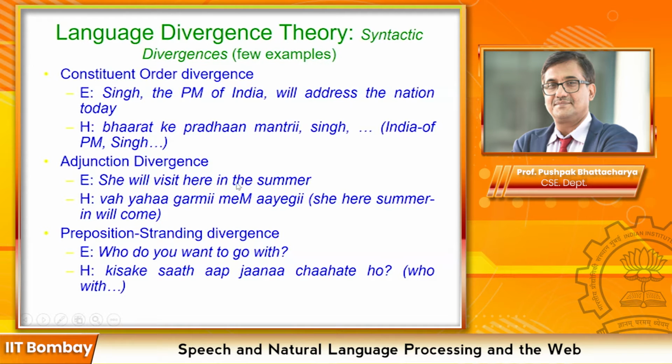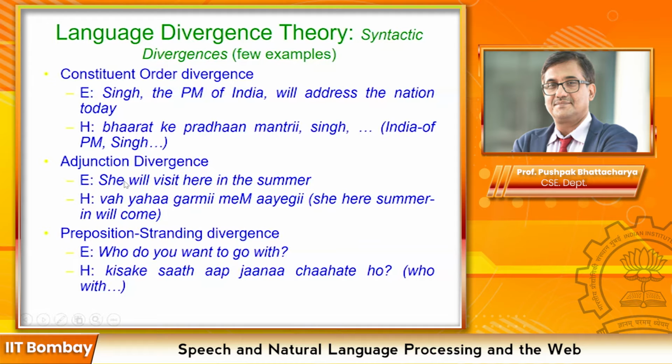Now, head swapping, constituent order, adjunct divergence. These three divergences look very similar. They are almost identical. So head swapping, constituent, adjunction. These three are almost under the same type, I would say. But there are subtle differences between them, which you should be clear about. Adjunction divergence is purely the additional information bearing phrases getting different positions.